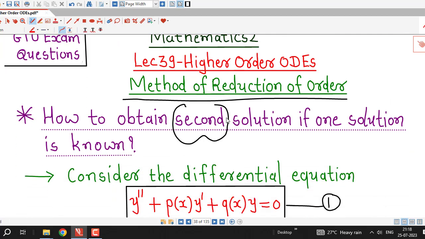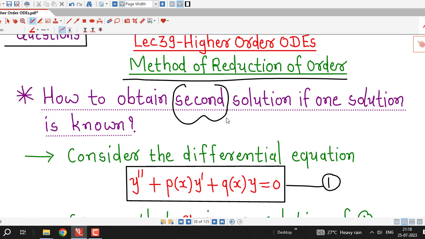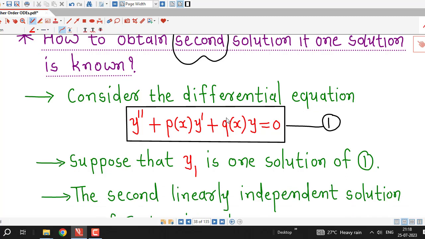Sometimes they ask you to determine the second solution if one solution is given. So the first step is you write down your equation in this standard form. If it is not given in this form, you first write down your equation in this form: y double dash plus p(x) into y dash plus q(x) into y equal to 0.